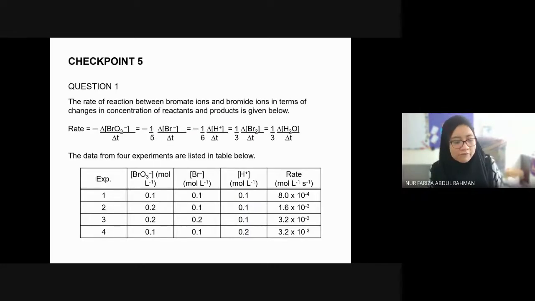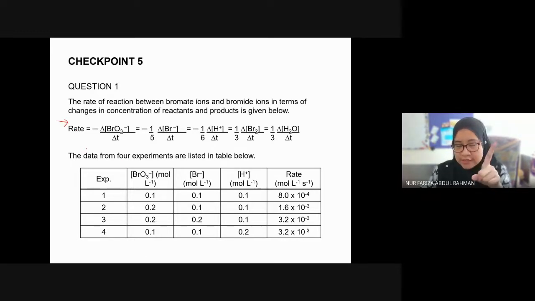Next is checkpoint 5. This is a past year's question. Let's look at the question. The rate of reaction between bromate ion and bromide ion in terms of changes in concentration of reactant and product is given below. The data from 4 experiments are listed in the table below. As you can see, we have 3 reactants, and this is the differential rate equation.